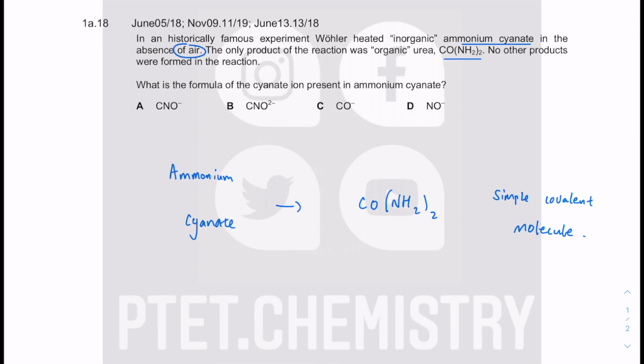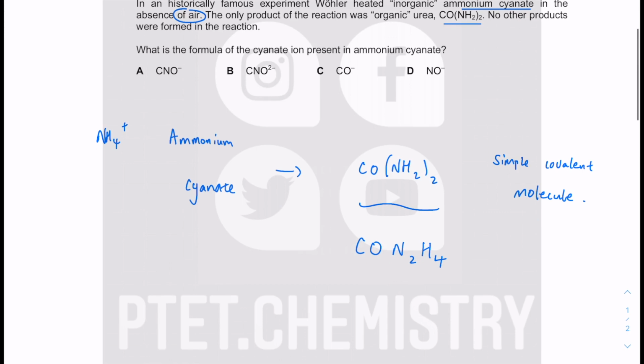If we look at ammonium, there's NH4+. What do we have here? We have CO, we have 2 nitrogens, and we have 4 hydrogens. So 2 nitrogens and 4 hydrogens. I can further simplify this if I want to, in order to mimic the idea that I have NH4+. And we take away 1 nitrogen, we take away 4 hydrogens. We're going to end up with CO, and then N, and that is the balance.